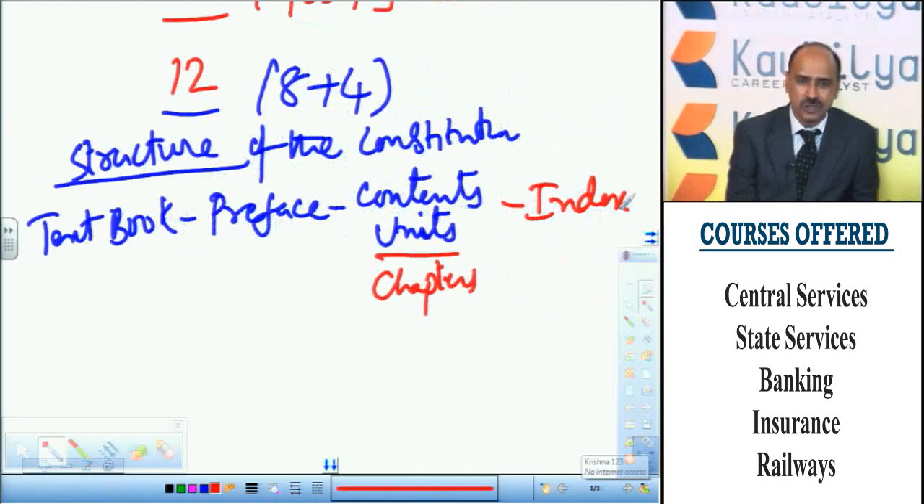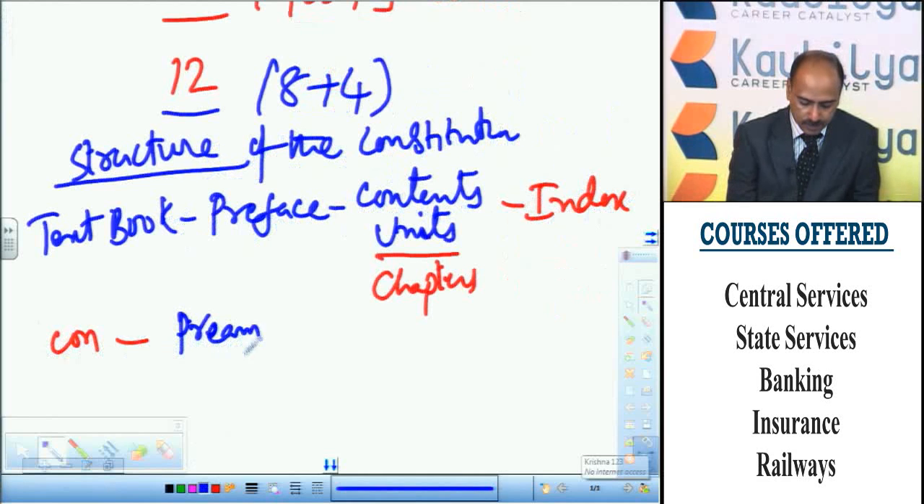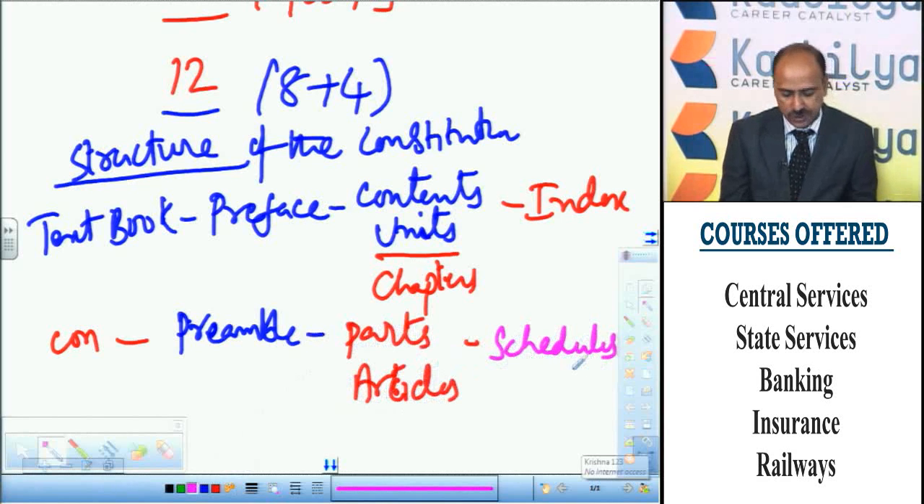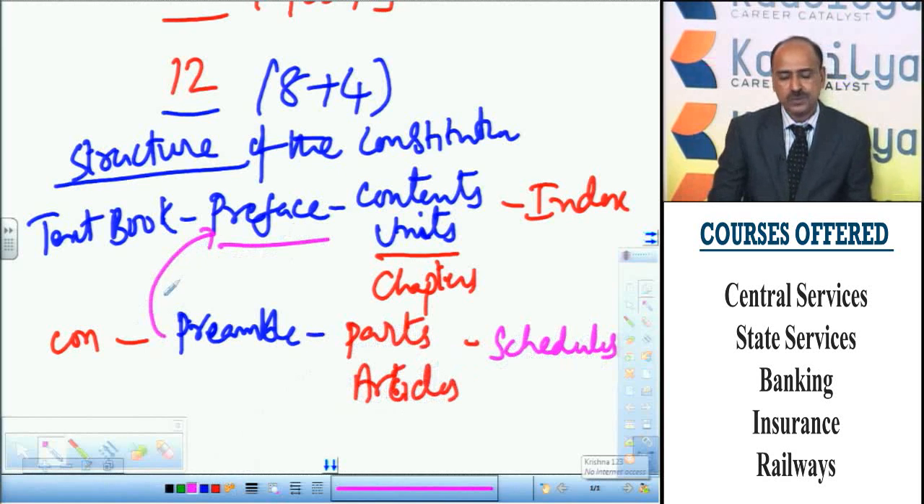In the same way, whenever we approach this constitution, first we go to the preamble. Next parts, and articles, and finally schedules. It means our preamble is equal to the preface in the textbook. Our parts are equal to units in the textbook. Our articles are equal to chapters in the textbook. Schedules are equal to the index.